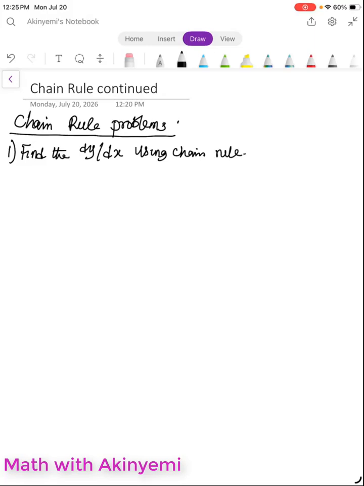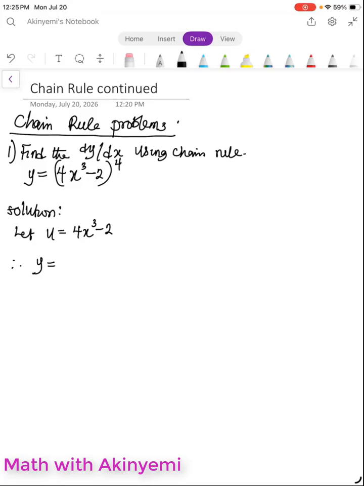Using chain rule, the question goes like this: y equals (4x^3 minus 2) raised to power 4. Solution. What we'll do in this case is to say let u be equal to 4x^3 minus 2. Therefore, y will then be equal to u raised to power 4.